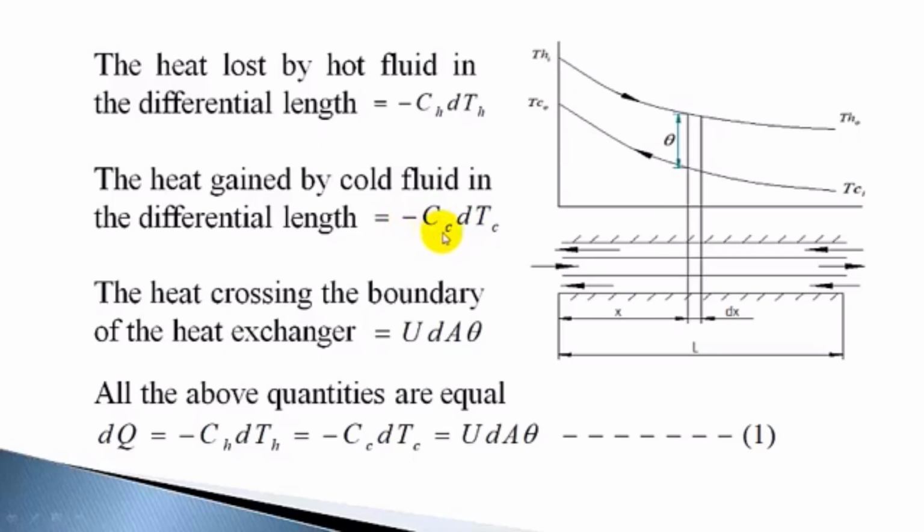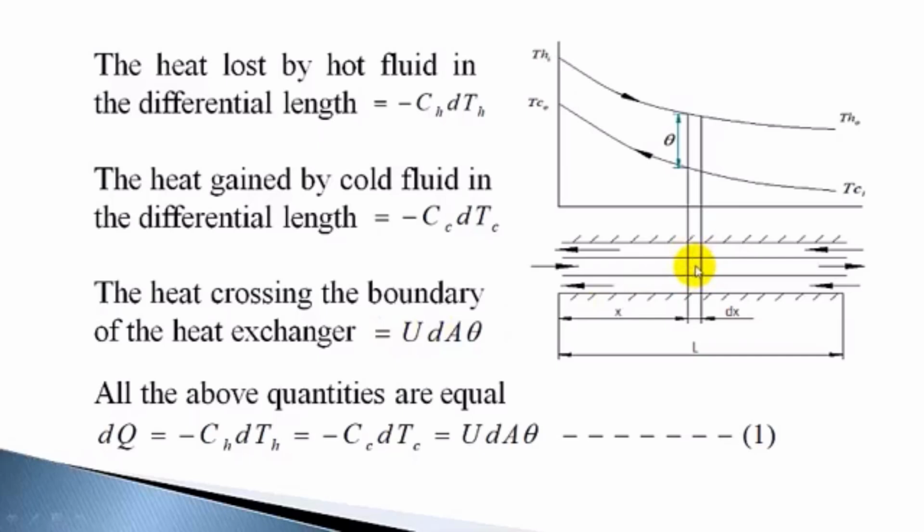So minus Cc dTc, where Cc is the heat capacity of the cold fluid, times the differential change in temperature of the cold fluid, will give the heat gained by the cold fluid in the differential length. Now the same amount of heat has to cross the boundary.